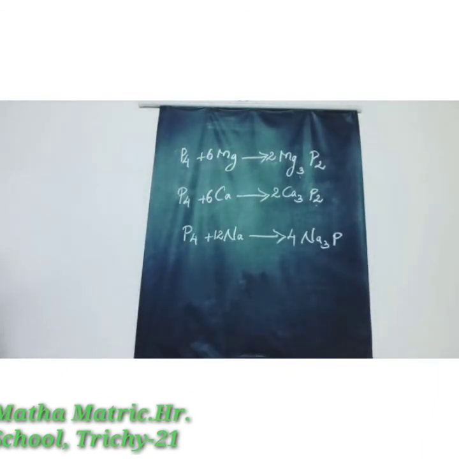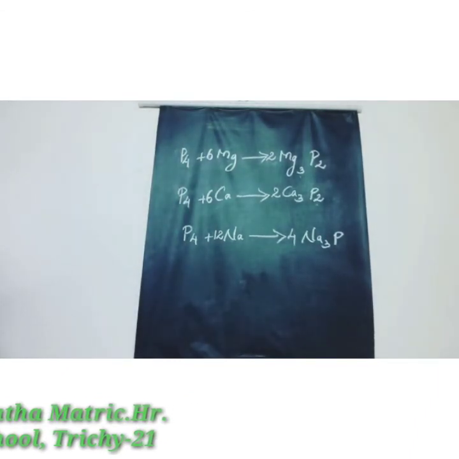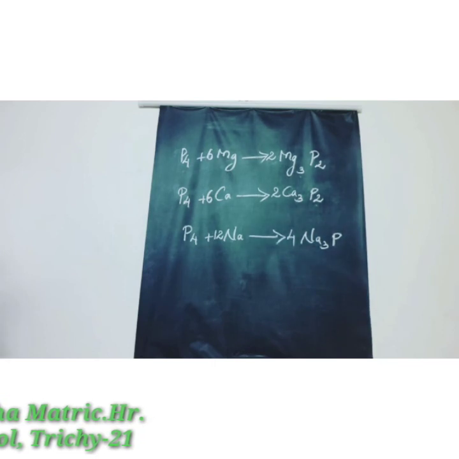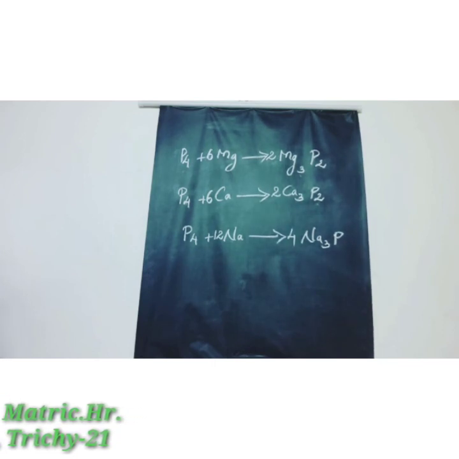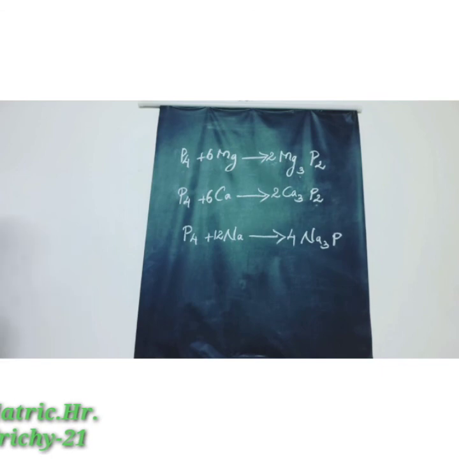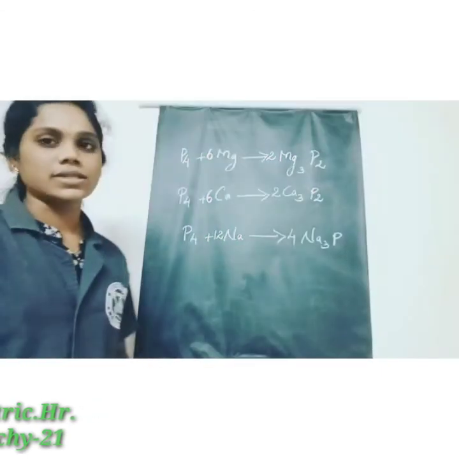The red phosphorus is used in the matchboxes. It is also used for the production of certain alloys such as phosphor bronze. So that's all for uses of phosphorus.